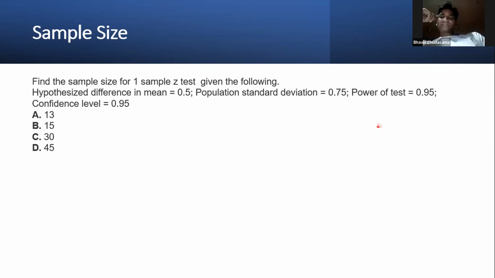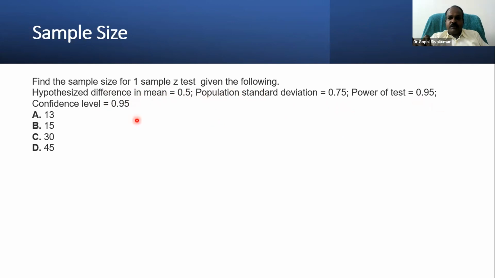T test is a test of mean. So read the values and then we are going to go to Minitab, right? Find the sample size for the 1 sample Z test, given the following. Hypothesized difference in mean is 0.5. Population standard deviation is 0.75. Power of the test required is 0.95. Confidence level required is 0.95.